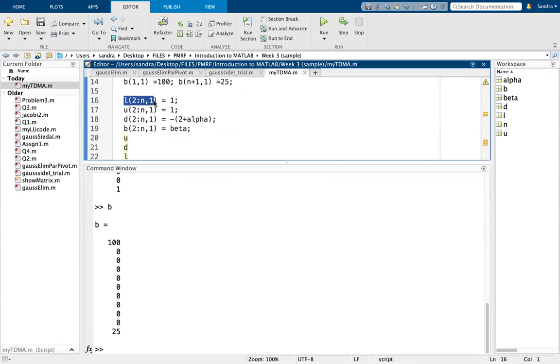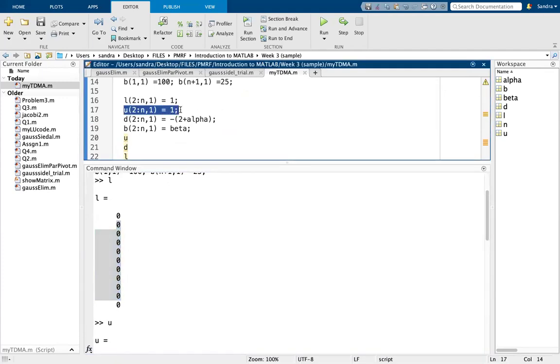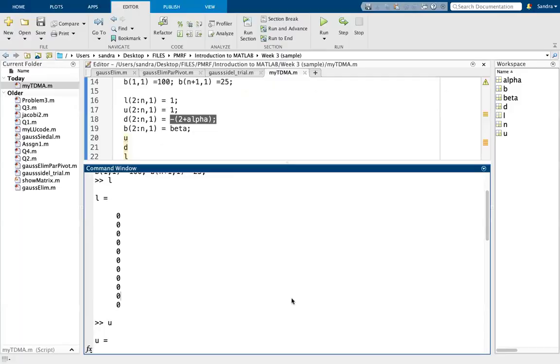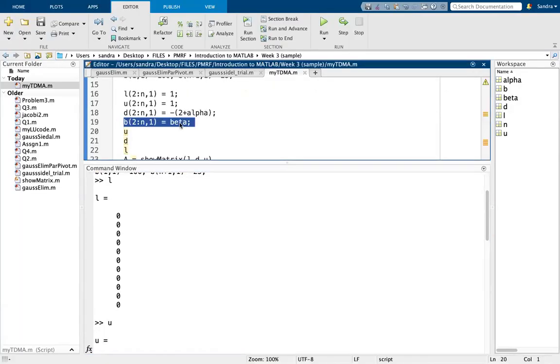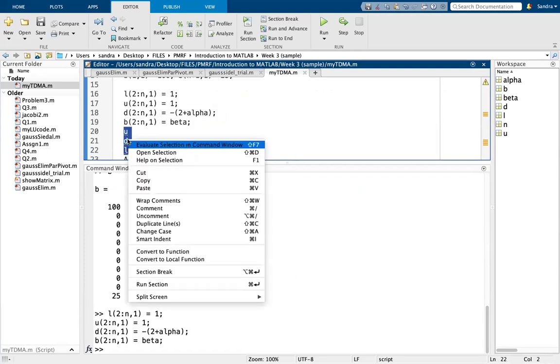I make all the entries from 2 to n to be 1. U also, I make 2 to n to be 1. And D also, 2 to n, will be minus 2 plus alpha. Remember, if you go back, T11 was 1, but all other diagonal entries have the coefficient minus 2 plus alpha. And all the B's in between will have the value beta. Now again, I'm running this. Now you will see what UDL is.